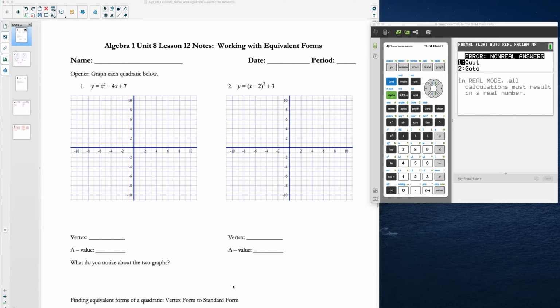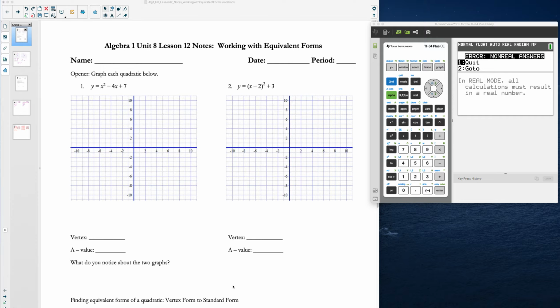So how do we go from standard form to vertex form? How do we go from vertex form to standard form? So once again, the good news is you've been taught everything that you need to know today. It's just about taking those things that you know, putting them all together, and moving in between forms fluently.